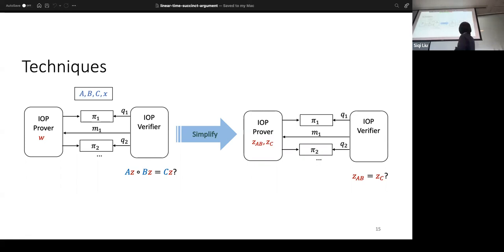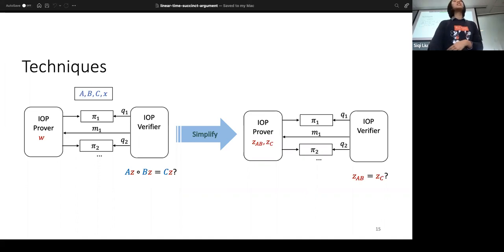Let me explain a bit why this simplified language is related to the language on the left. ZAB can essentially be viewed as AZ element-wise product with BZ. So it's the vector you get from doing this operation, and ZC is the vector you get from multiplying C with Z. These are where the two vectors are coming from, and to build an IOP for this R1CS, we at least need to be able to check this language on the right.